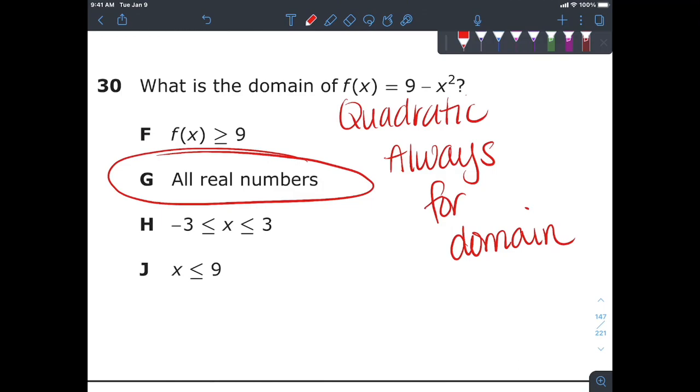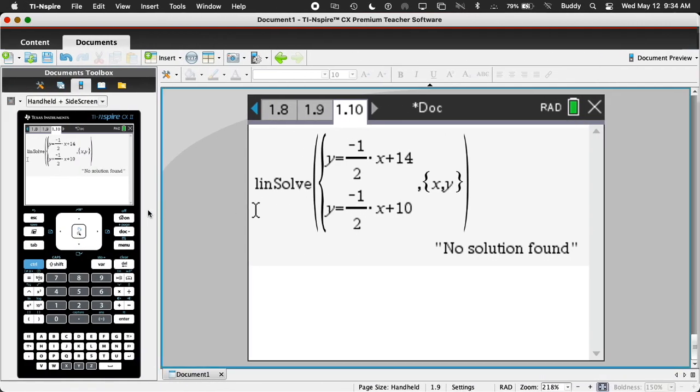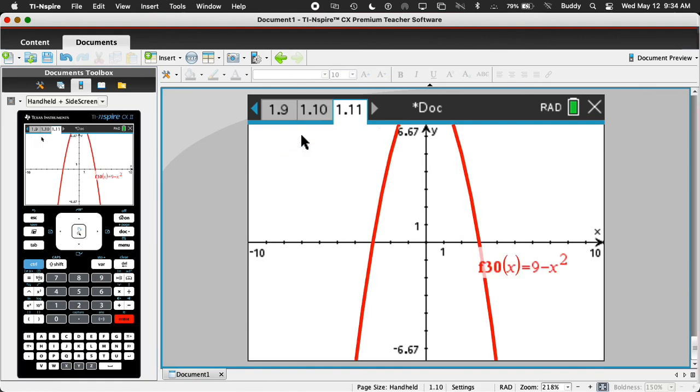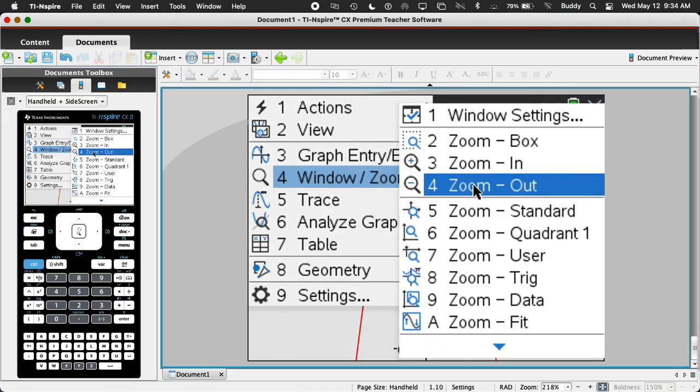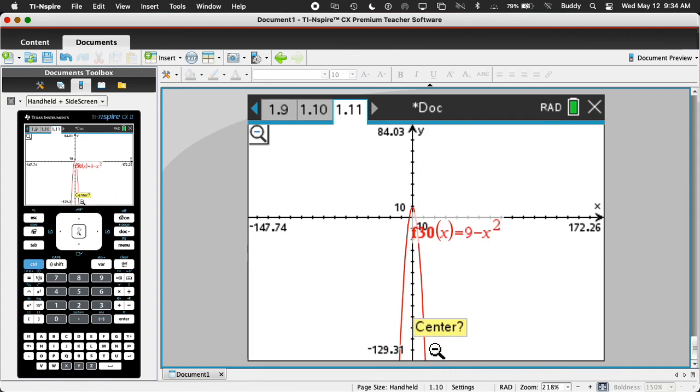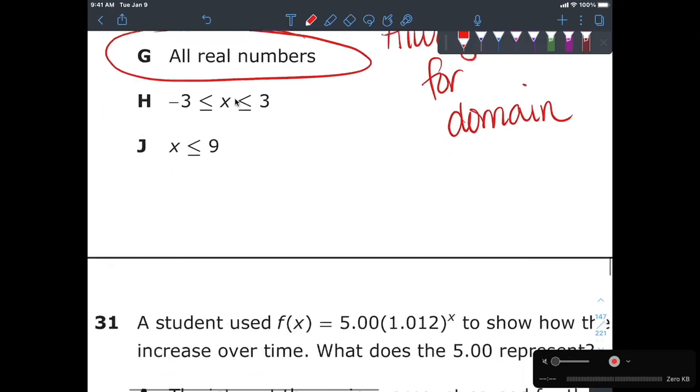I could have also graphed it and taken a look at it. So I'll head over here. I'll go ahead and graph it. F of x equals 9 minus x to the power 2. Okay, so even if I kept on zooming out, it looks like my x's are just going to keep on heading out this way. So, again, all real numbers. Number 31.